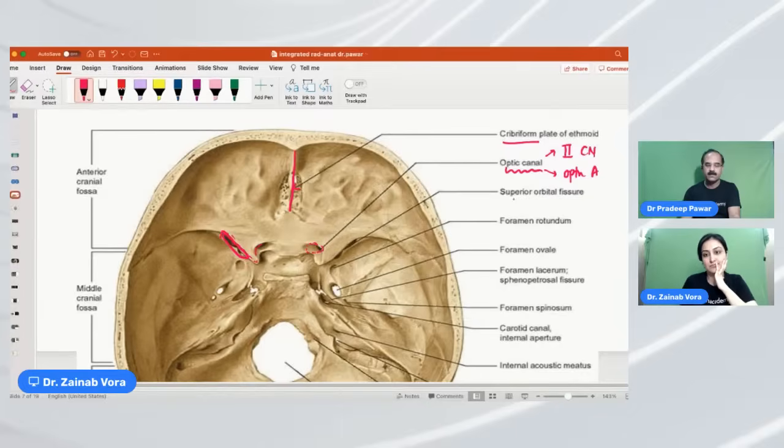what we call the superior orbital fissure. The superior orbital fissure, and what passes through the superior orbital fissure?